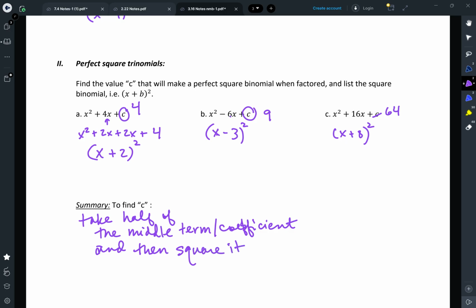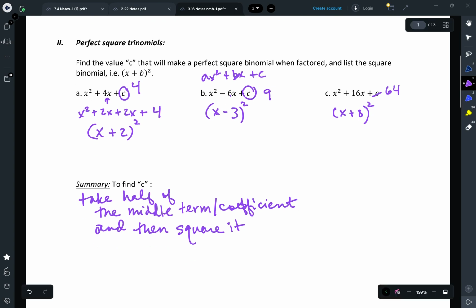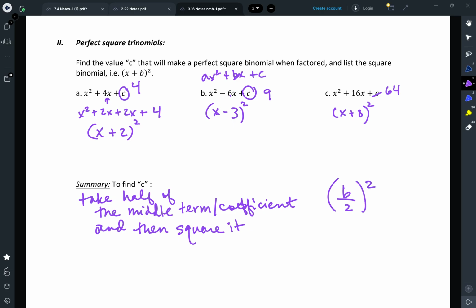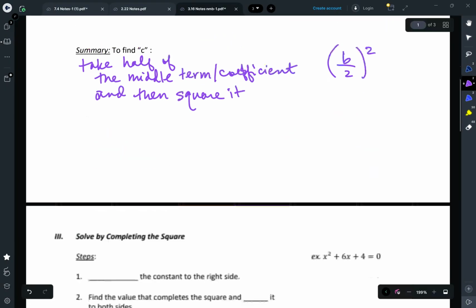All right, so another way to write that middle term: if we think about ax squared plus bx plus c, the b is the coefficient, so I could say b over 2, and then that whole thing squared would be another way to write it. So divide b by 2 and then square it. Because the middle term was doubled, we're dividing it in half. And then to get my last term, I need to square.